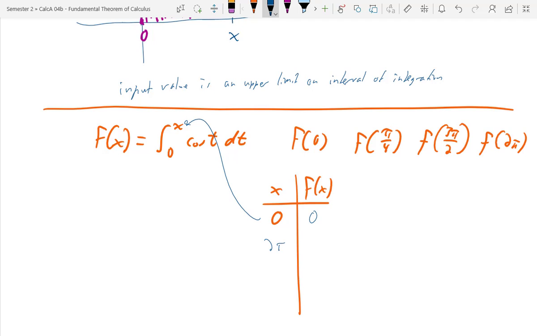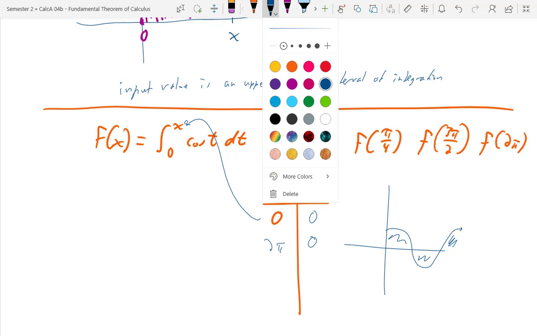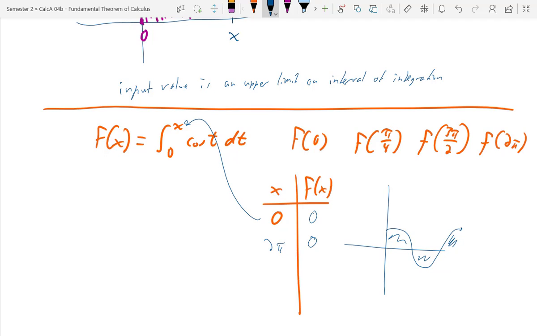2 pi is going to be 0 as well. Because the integral from 0 to 2 pi of cosine is going to be the one where you have the negative and positive area perfectly canceling each other out. One complete cycle of cosine. The other two you may want to evaluate. And you're going to do that by actually just kind of evaluating this integral.